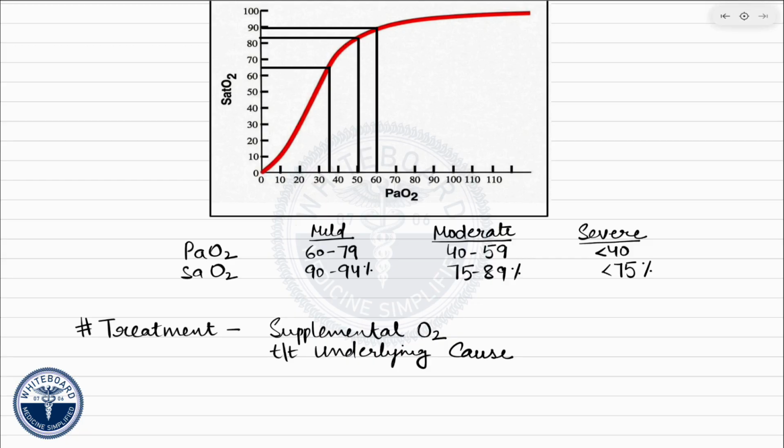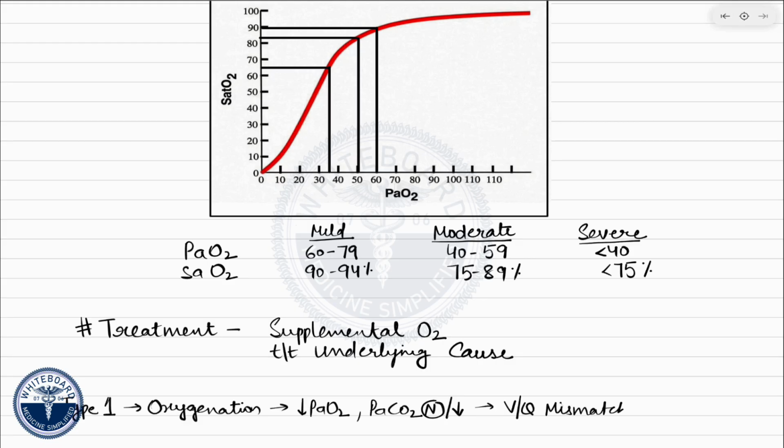So, if you want to remember type 1 respiratory impairment in one simple line, type 1 respiratory impairment means that the main problem is oxygenation. In this condition, the PaO₂ falls, while the PaCO₂ usually remains normal or may even fall. This is most commonly due to a VQ mismatch. Treatment is therefore aimed at improving oxygenation with supplemental oxygen while also treating the underlying cause.